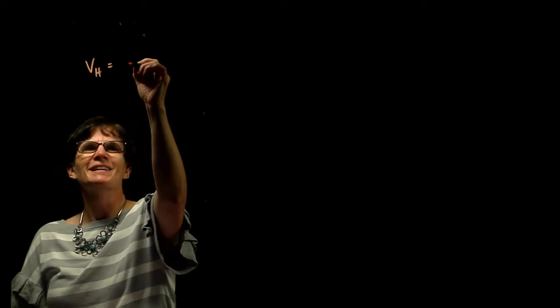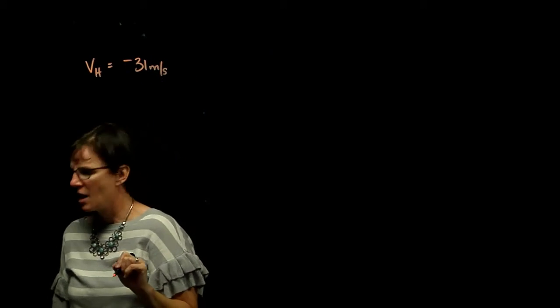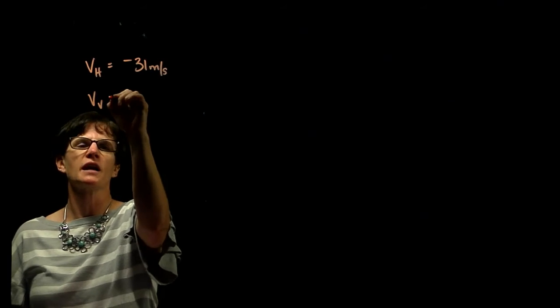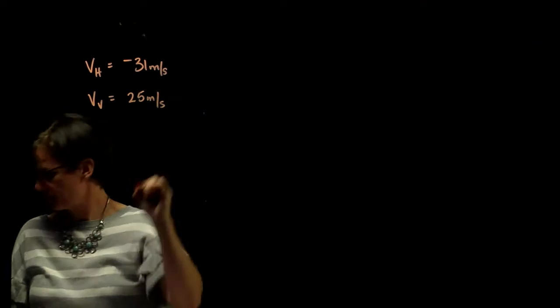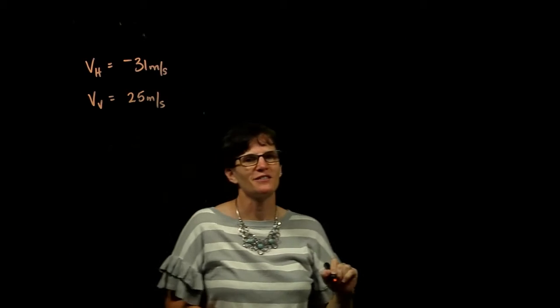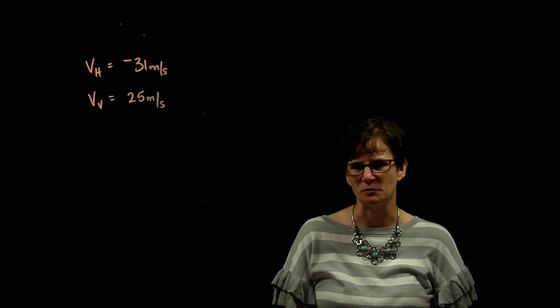Okay, we're going to look at an example problem where we start with components and we're going to put those components into vector format. So the problem reads, an object's velocity has a horizontal component, so the velocity horizontal is equal to negative 31 meters per second, and a vertical component, the vertical velocity, equal to 25 meters per second. What is the magnitude and direction of this velocity? So the true velocity, the total velocity, and its direction that that object is moving at.